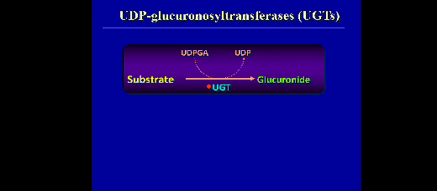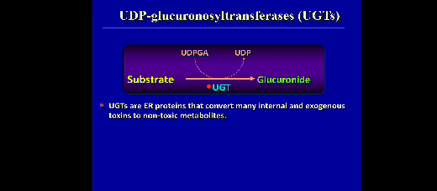Now, this UDP glucuronyl transferase has a substrate, and this is very, very important. The UGT ER proteins convert many internal and exogenous toxins to non-toxic metabolites. So this UGT enzyme, uridine glucuronyl transferase, is not only responsible for the glucuronidation of bilirubin, but also for the glucuronidation of different exogenous toxins to non-toxic metabolites.